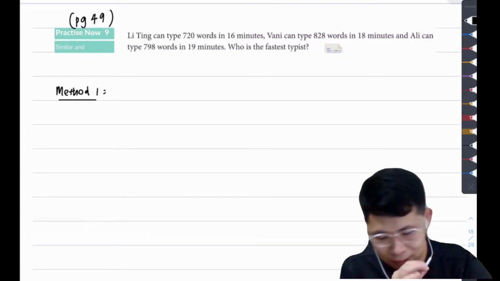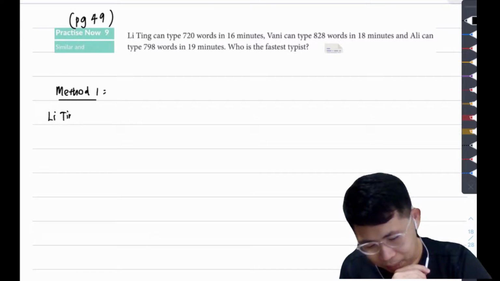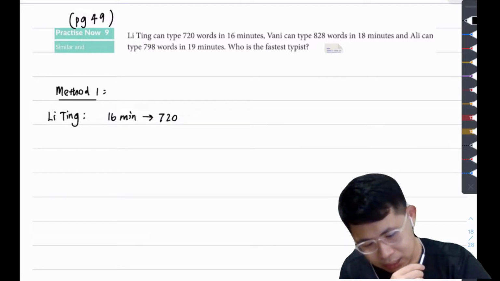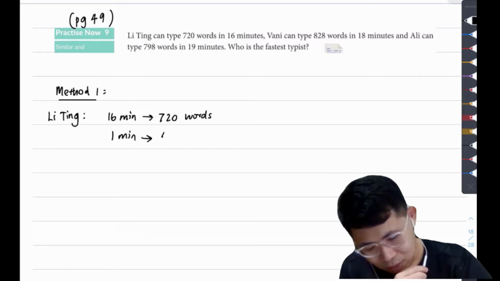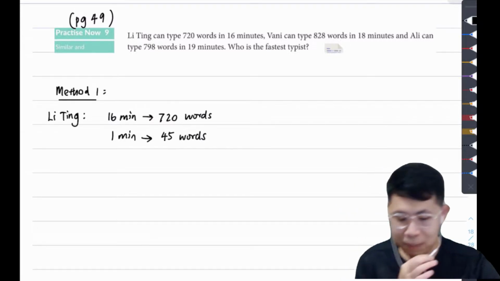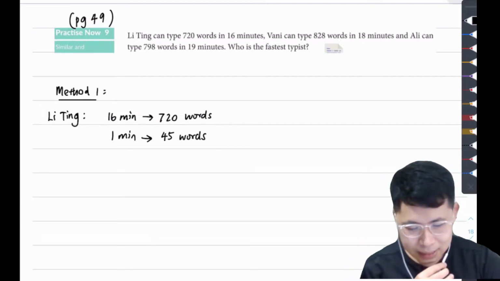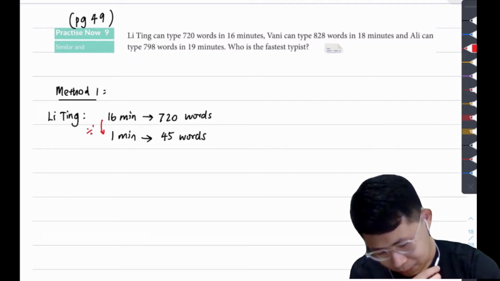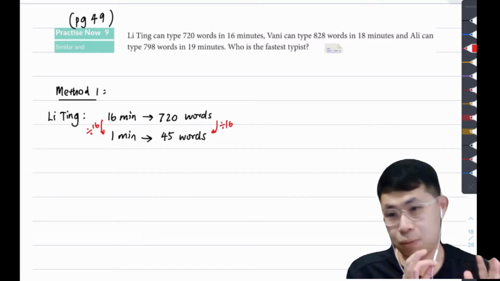Okay, so in method 1, you have Li Ting, and Li Ting started off with 16 minutes with 720 words. We can divide it to 1 minute, so 720 divided by 16 would give you 45 words. Right? So we divide by 16 on the left, we divide by 16 on the right, as you can see here. So this is what we did in primary school.